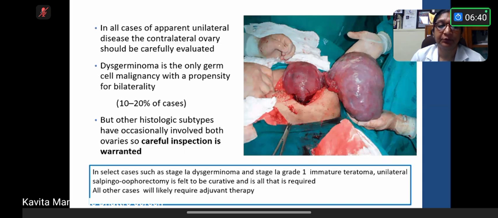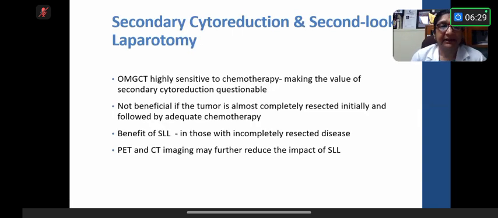So it is very important to do a careful inspection. But any unwarranted biopsies of the ovary is discouraged, especially if it is a normal looking ovary. What about secondary cytoreduction and second look laparotomy?